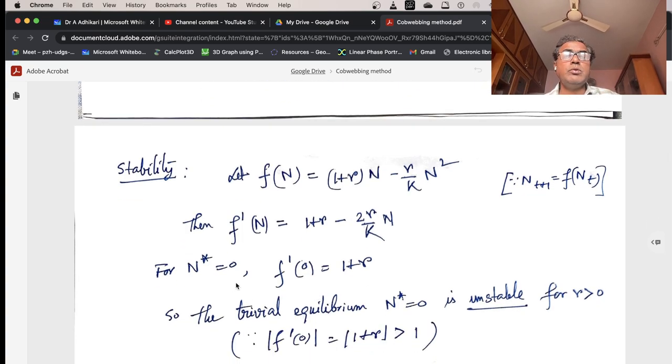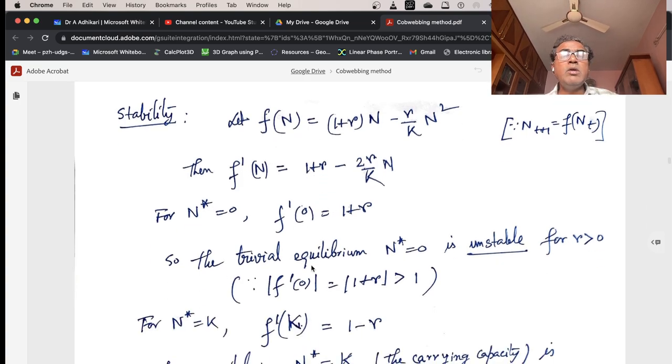When x star equals 0, then f dash 0 equals 1 plus r. So the trivial equilibrium, that is the origin, is unstable for r greater than 0. The modulus of f dash 0 is 1 plus r, and the modulus of 1 plus r is obviously greater than 1. So by the theorem, x star equal to 0 is an unstable equilibrium.